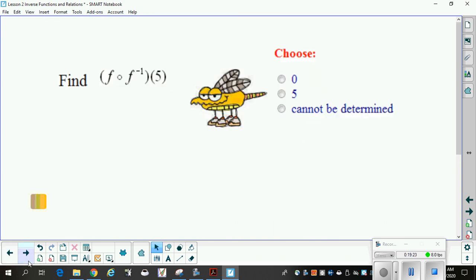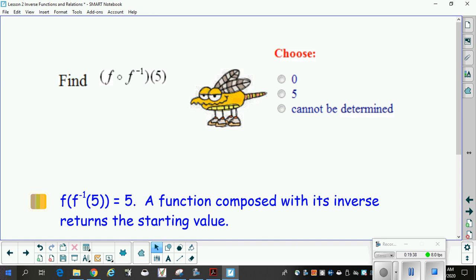Now, find f of f to the -1 of 5, or f of the inverse of f of 5. Is it 0? Is it 5? Or can you not determine it because you don't know what f is? If you said it's 5, a function composed with its inverse returns the starting value. You are correct.